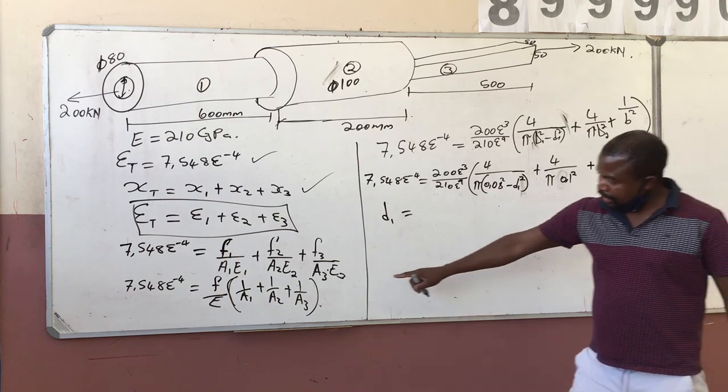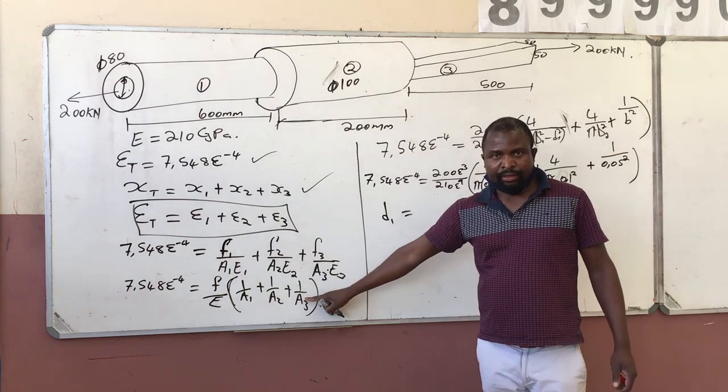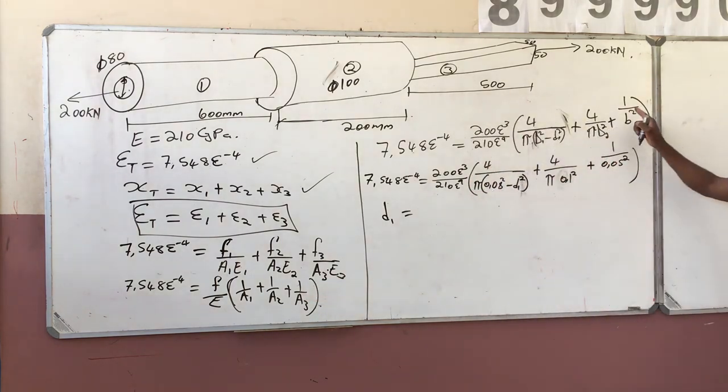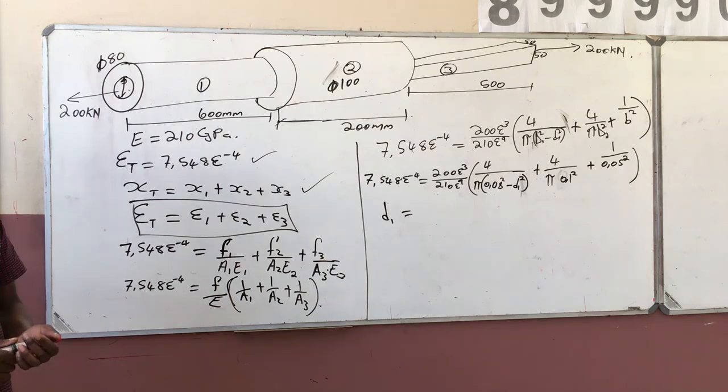From here, I guess 1 over A3. So when I come and substitute here, it's 1 over B square, 1 over this square. And when you calculate, what you get, I do not know. Once we're done with this one, it means we'll be done with chapter 2 and chapter 1. Only chapter 1 will be left with the graph, whereby testing of material, stress strain graph.